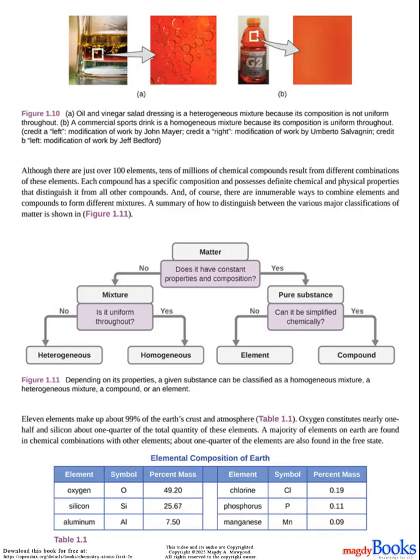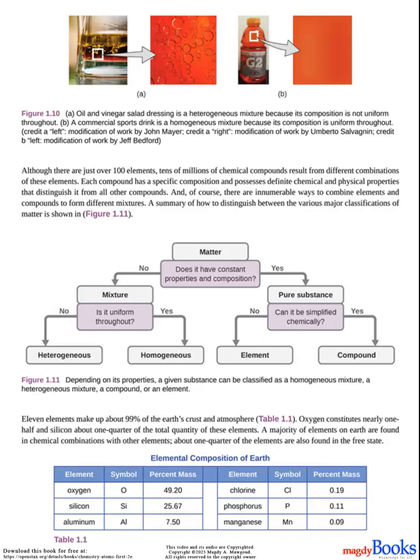Depending on its properties, a given substance can be classified as a homogeneous mixture, a heterogeneous mixture, a compound, or an element. Eleven elements make up about 99% of the Earth's crust and atmosphere, Table 1.1. Oxygen constitutes nearly 1/2 and silicon about 1/4 of the total quantity of these elements. A majority of elements on Earth are found in chemical combinations with other elements. About 1/4 of the elements are also found in the free state.